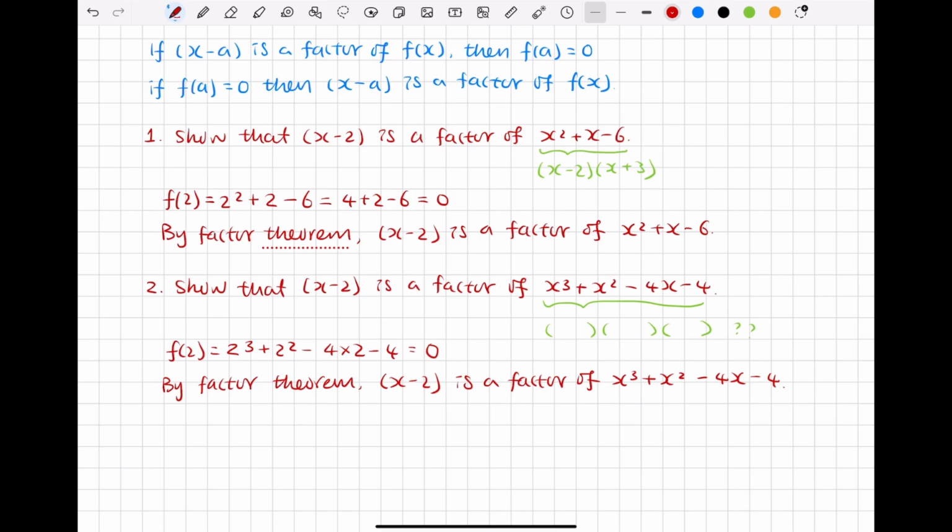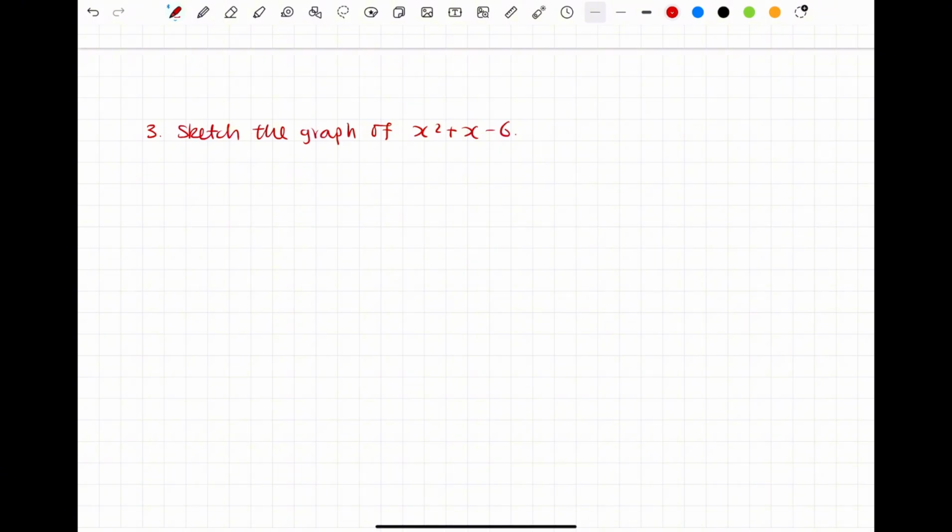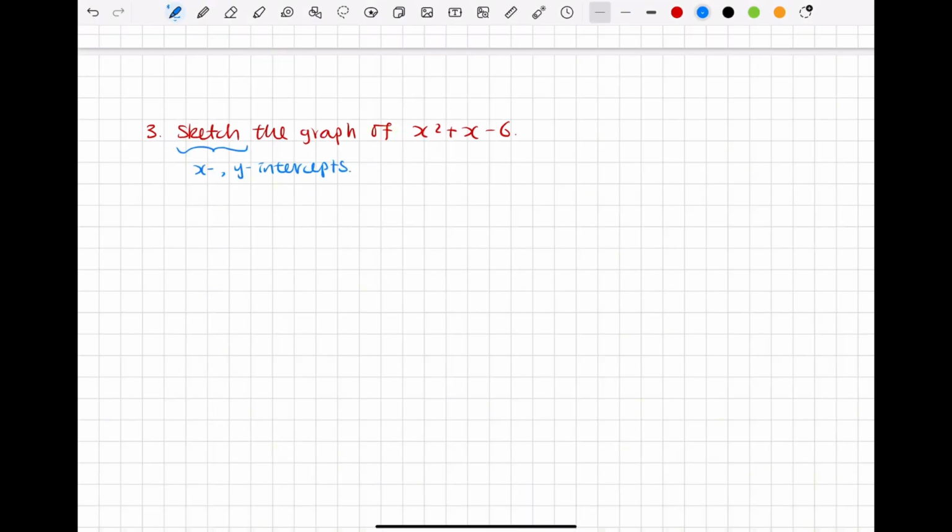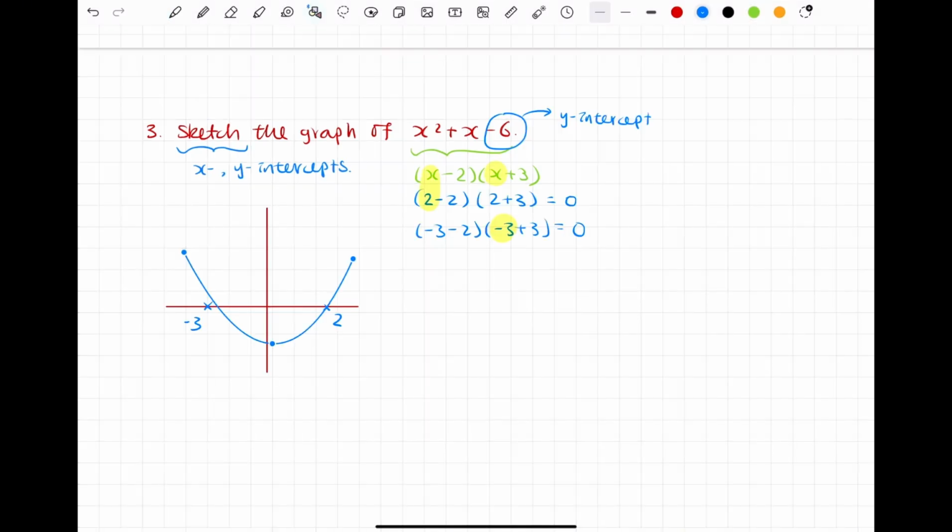Okay, so now moving on to the next question. In this question, I would like to sketch the graph of this quadratic equation. Now, when we want to sketch a graph, we need to make sure we label its x and y intercepts. So in this question, we can factorize to find its x-intercepts. And the y-intercept we can tell from the equation: −6. We will be able to see that this is the graph of this quadratic equation.